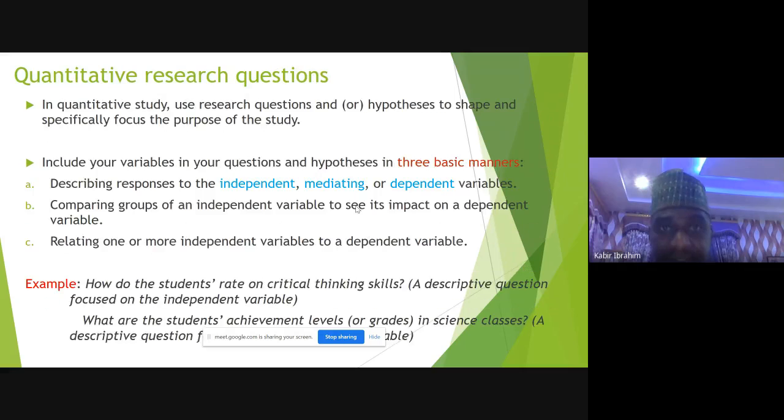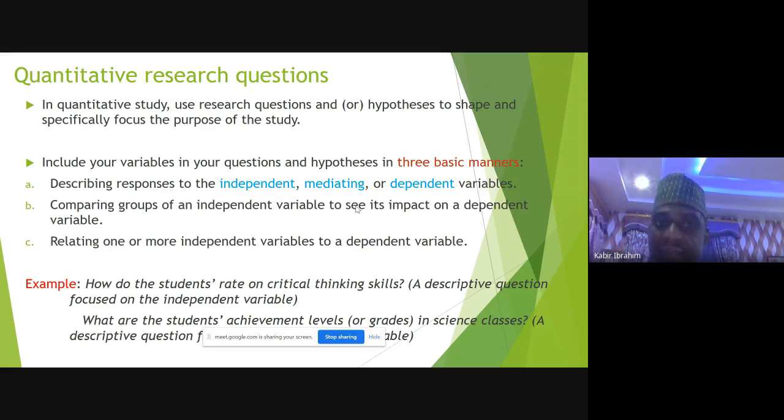And quantitative research questions: studies use research questions and hypotheses to shape and specifically focus the purpose of the study. Include your variables in your questions and hypotheses in three basic manners. When writing research questions, or mostly in quantitative research, we normally use hypotheses. But you have to be guided by this.